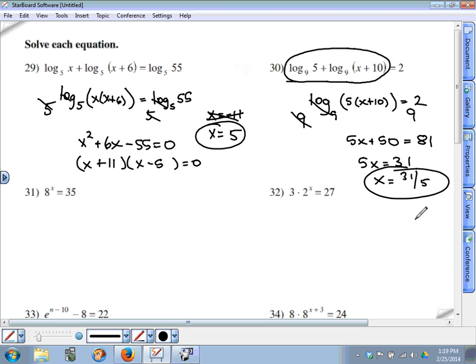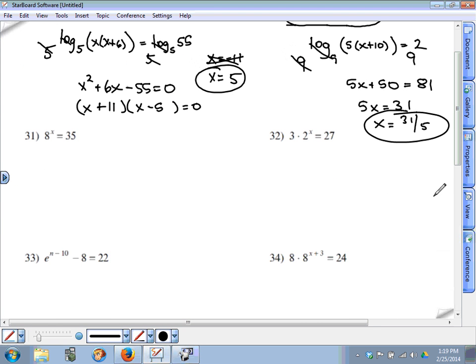Now we're to exponential equations. Similar type of method, you isolate the exponential term and then take a logarithm on both sides. So this is the exponential term. There's nothing in front of it, nothing behind it. It's already isolated. So we're going to use a log base 8 on both sides. Log base 8 cancels a base of 8, so x is equal to the log base 8 of 35.